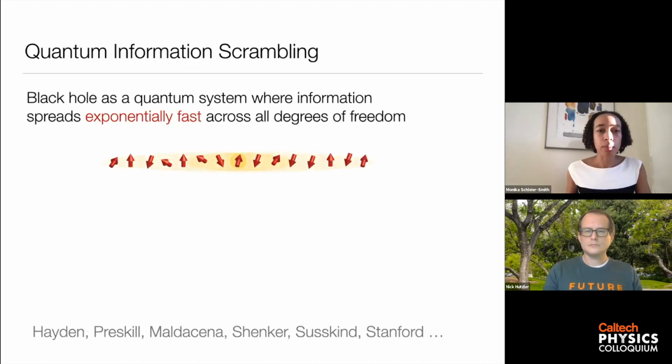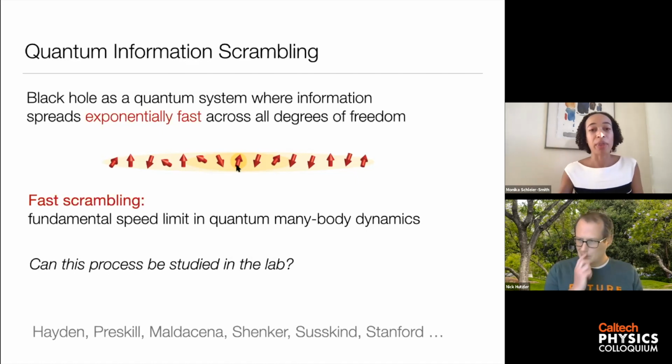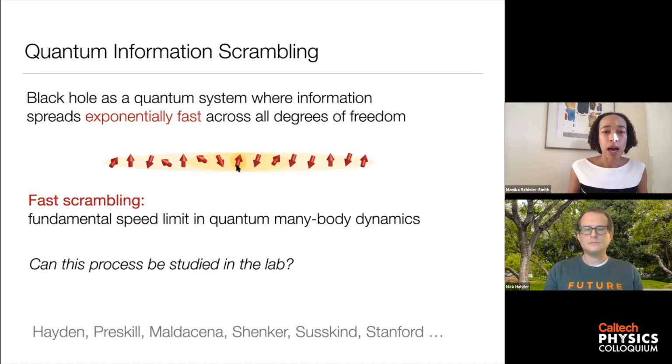If that quantum system behaves in a way where that information becomes exponentially quickly delocalized over all degrees of freedom, that type of exponentially fast spreading could account for the phenomenon of what might look like information loss. Okay, so this is a neat feature, not only because maybe it tells you something about gravity if you can study it in the lab, but also because this exponentially fast scrambling is believed to be a fundamental speed limit in the dynamics of any quantum system.